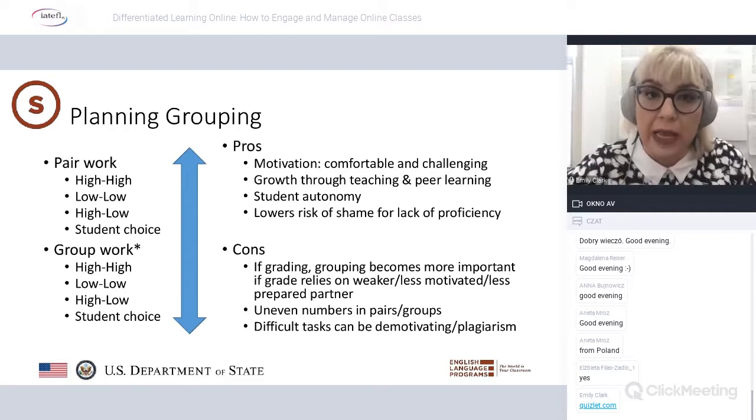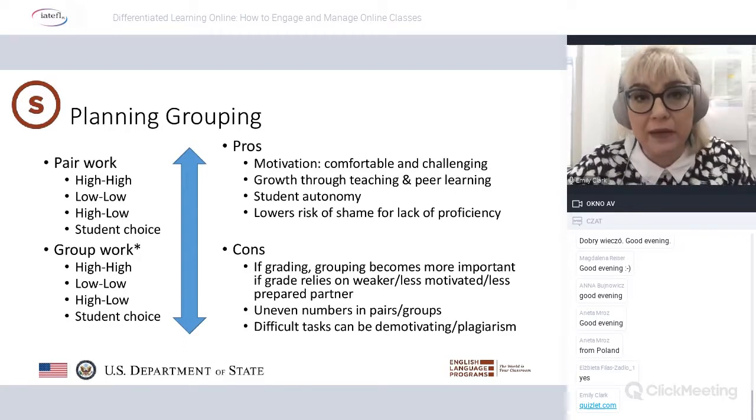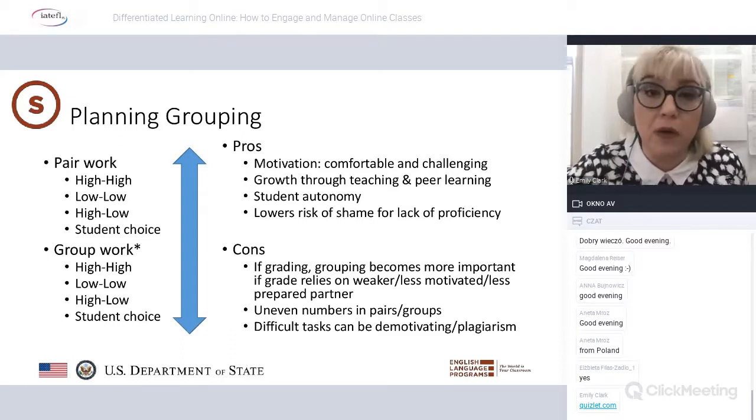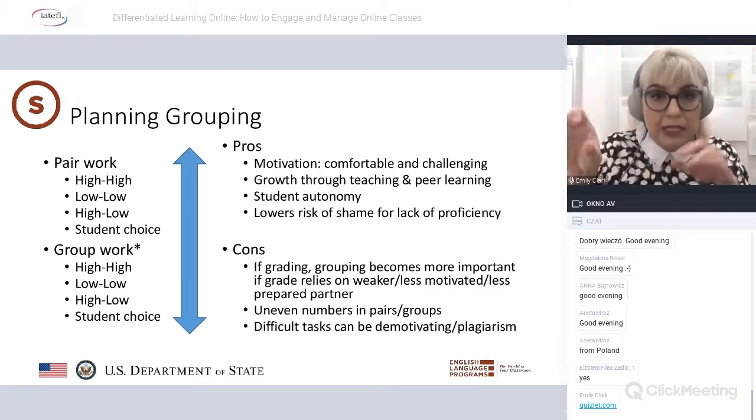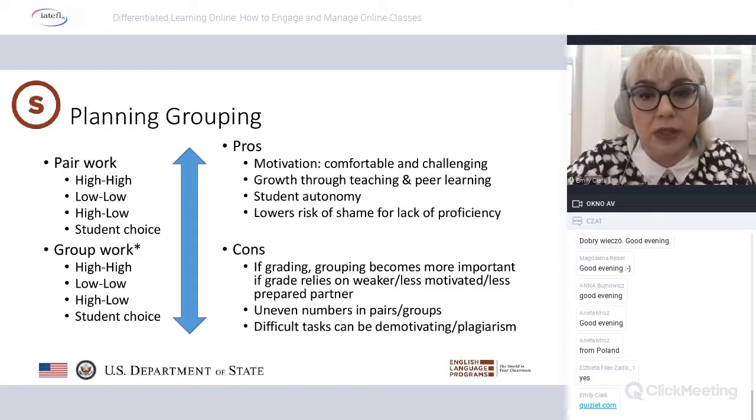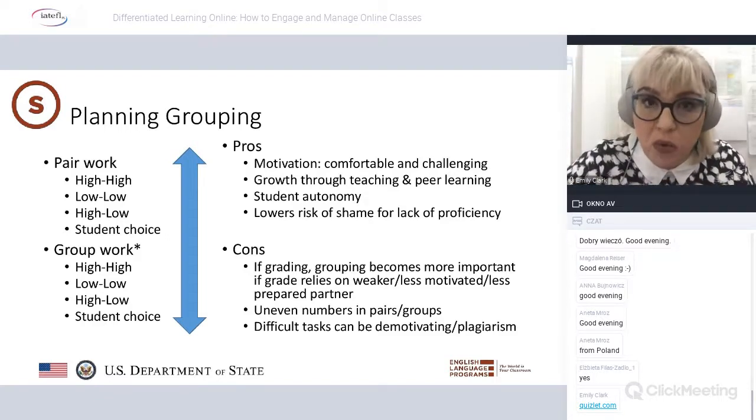Is that working? And how can I differentiate the task for each one? Or maybe I don't. Maybe everybody gets the same task, but how I've grouped them is going to ensure that they can be successful for what I'm asking them to do. But how you group students is always important. And I think even more so online, it's really important.